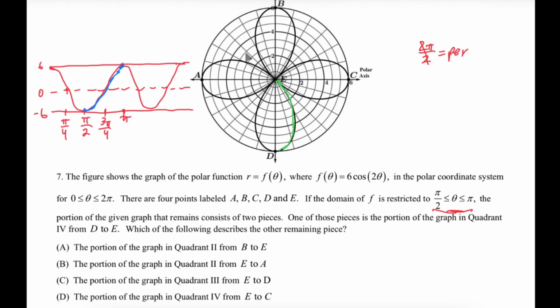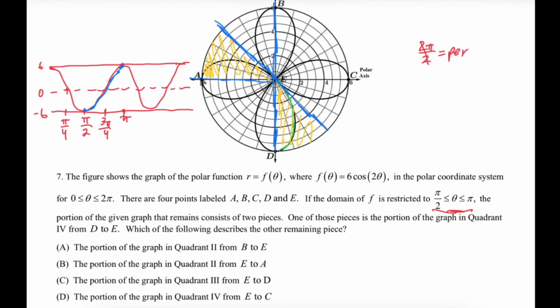So from pi over 2 to 3 pi over 4 is here, but it's under 0, so it's gonna reflect. So it's gonna be here, which is the portion of the graph that's already given, but we're trying to find the other one. We have this part right here, and now let's find the other one. From 3 pi over 4 to pi is, again, this line to this line right here. But because it's positive, there's no reflecting, so it's just going to be there, so I'm going to shade it. So those are the two remaining pieces of this graph with this domain restriction.